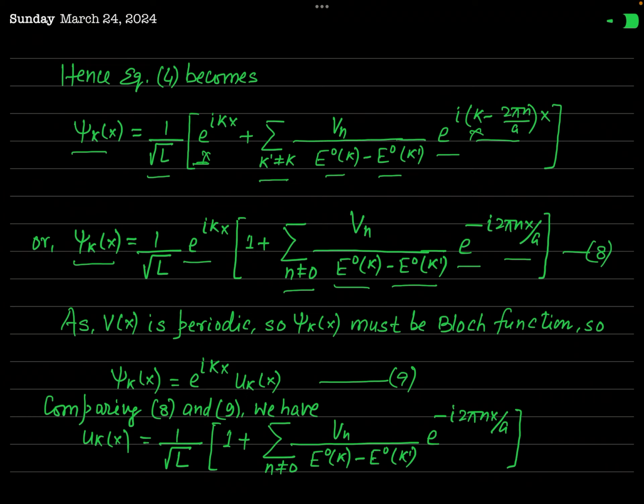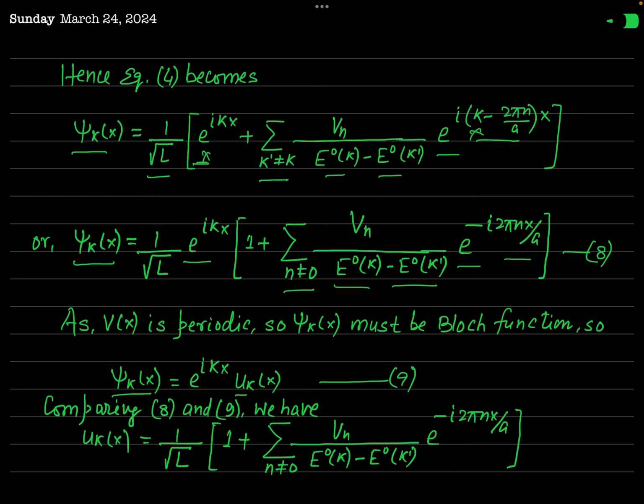Now, we have seen in our first lecture on band theory a very important theorem called Bloch theorem. When the electron moves in a periodically varying potential, the solution of the Schrodinger equation is the Bloch function. And what is the Bloch function? Bloch function is simply the plane wave modulated by a periodic function uk of x. Since in this problem too our electron is moving in a weak periodic potential, definitely the wave functions of the electron must be in Bloch form.